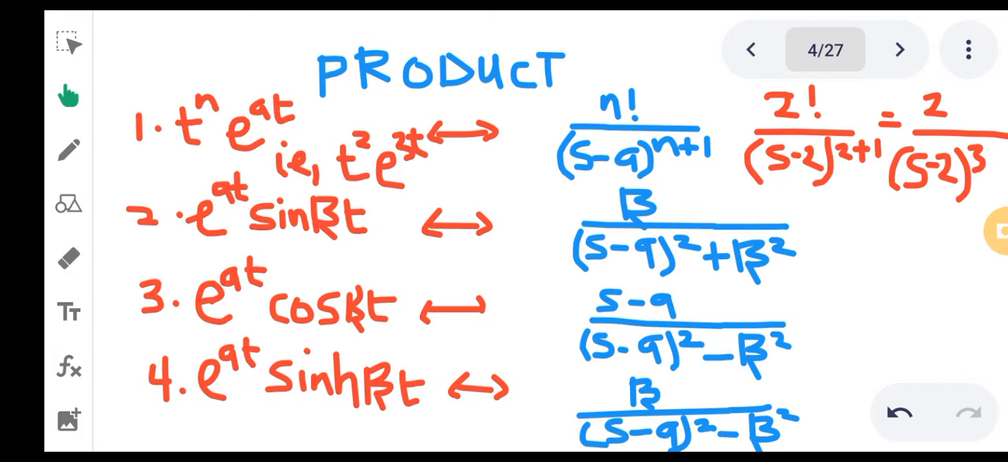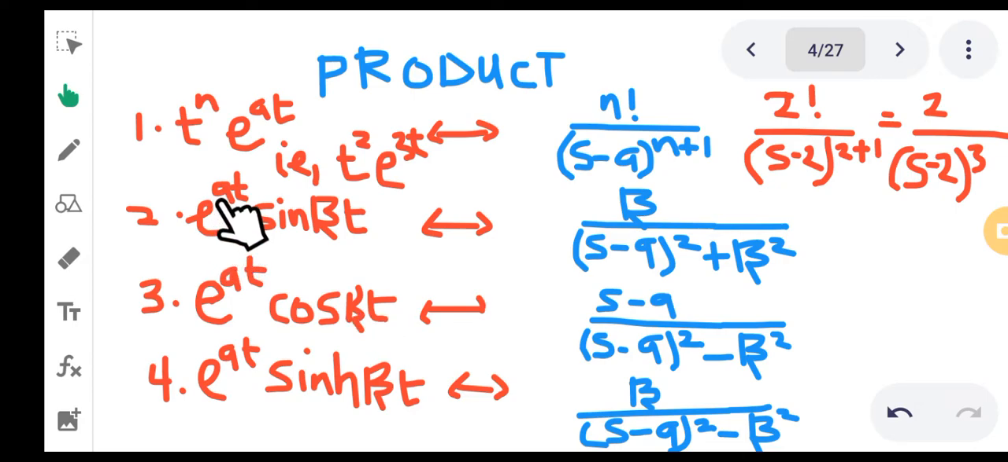And now you know that your n is your 2. So you're going to get 2 factorial over s minus 3, all exponent 2 plus 1, because you know that your n here is 2. Okay. So you're going to get 2 over s minus 3 all cubed. So it's very simple. Okay. So these are some of the products.